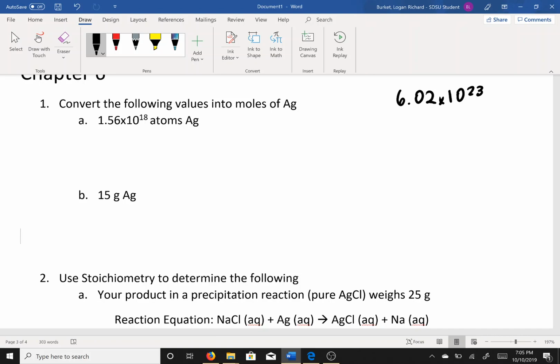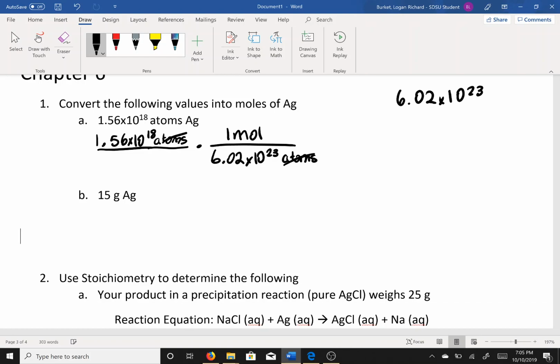So when we go to do this first one, we start our railroad track method: times 10 to the 18th atoms, times 6.02 times 10 to the 23rd. I put that on the bottom because that's atoms, which cancels out from the atoms over here, and then that'd be in 1 mole. So you put 1 mole above the atoms because they're equal to each other. So yes, one second, let me grab my calculator.